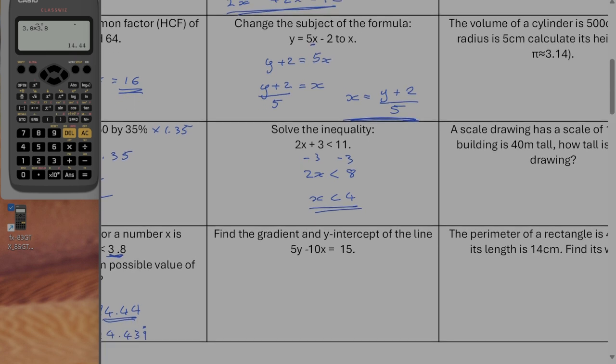And then the final one in this row, find the gradient and the y-intercept of the line. So if it's in the form y is equal to mx plus c, m is the gradient and c is the intercept. So I'm going to rearrange this equation to get it of that form.